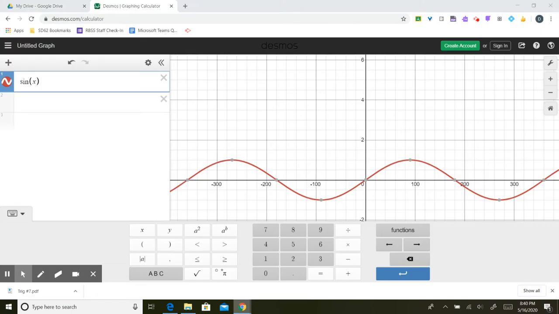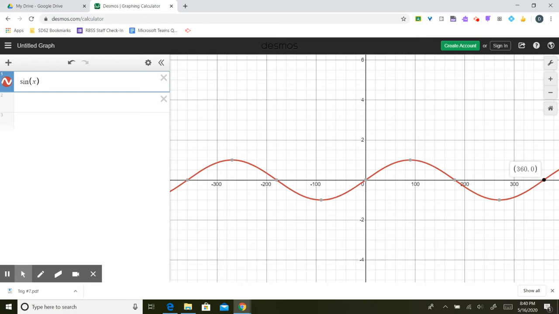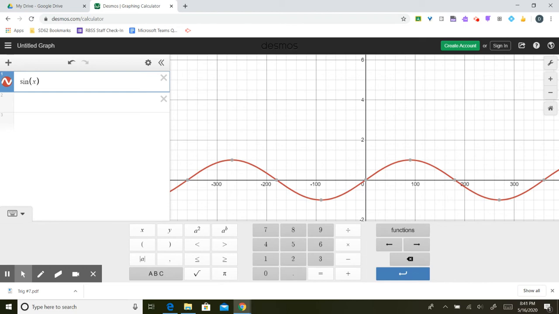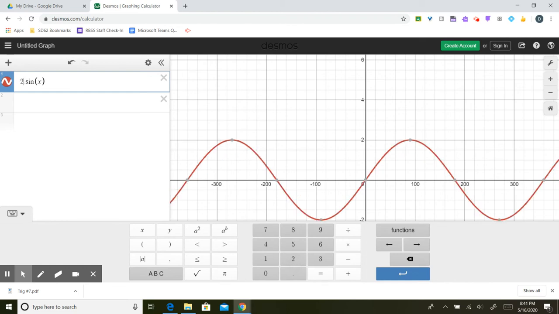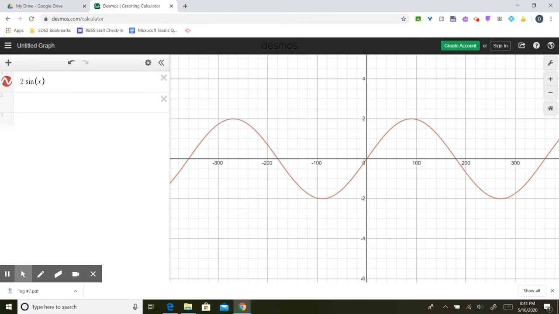And you can see this on Desmos. We have y is equal to sine x. Here's our graph. It oscillates between 1 and -1, has a period of 360 degrees. If I put a 2 in front of it, it expands it by 2. So the maxes and mins move to plus and minus 2, as you can see on the graph.